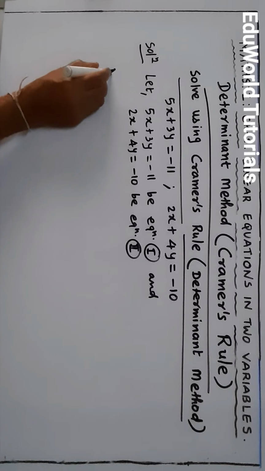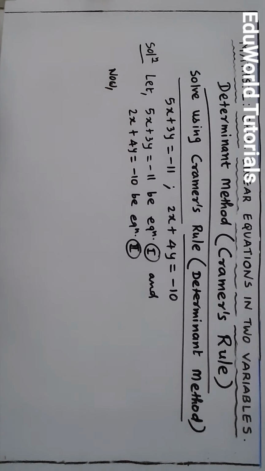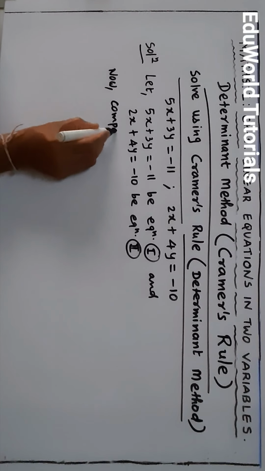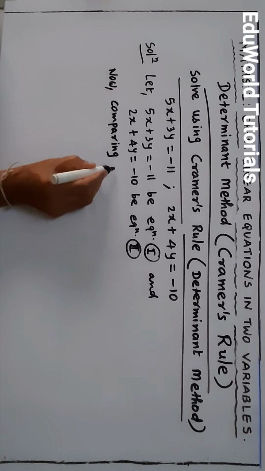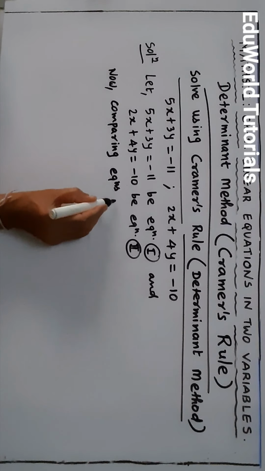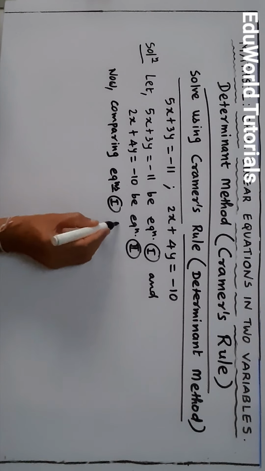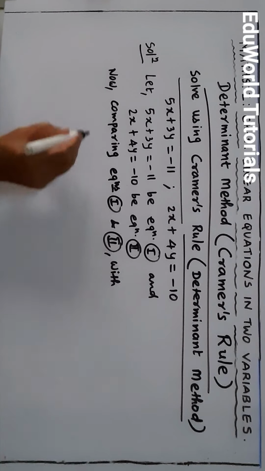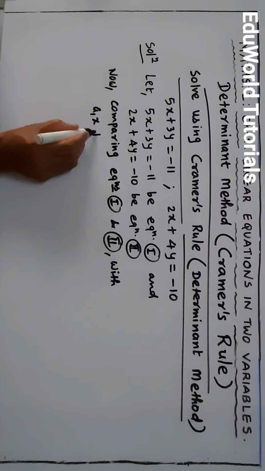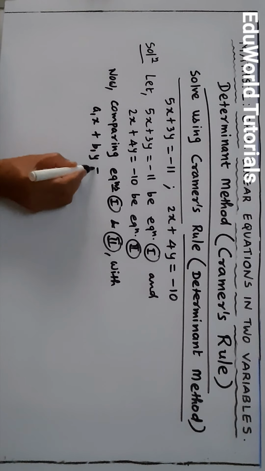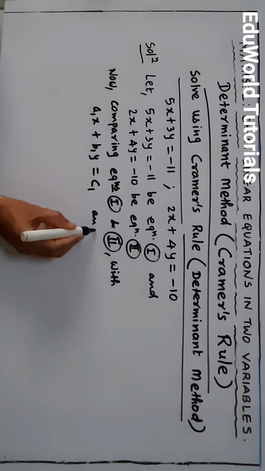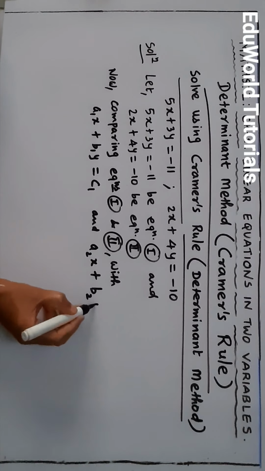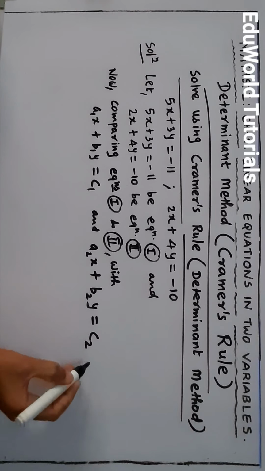Now what will we do? Now we will compare these equations with the general form. Now comparing, we have to write, and be very careful. Comparing equations first and second with the general form: a1x plus b1y is equal to c1 and a2x plus b2y is equal to c2.